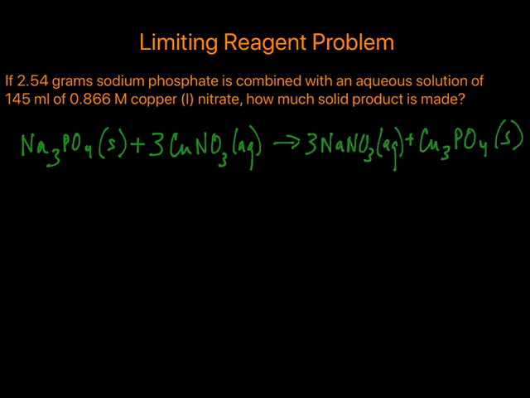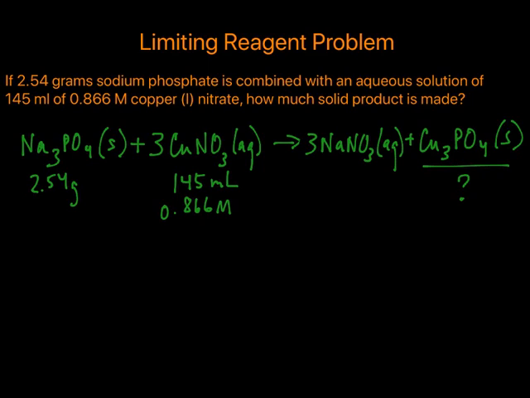Okay, so now let's put down the data under each of the species. It makes it a nice visual field to do our problem, meaning that let's put our 2.54 grams here because that pertains to sodium phosphate, and we have 145 milliliters of a 0.866 molar solution of copper nitrate. The question is, how much is our solid product? This is our solid here. So the question is, what is the mass of our copper phosphate?